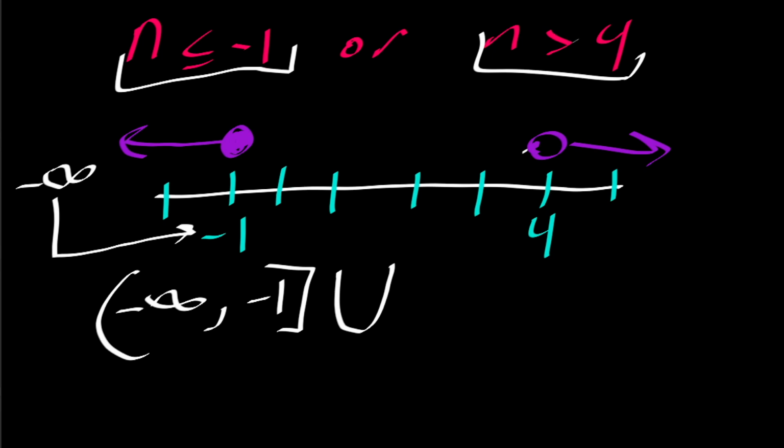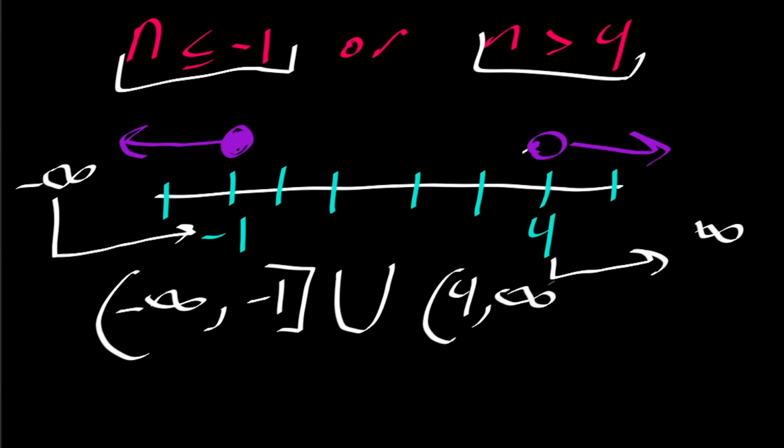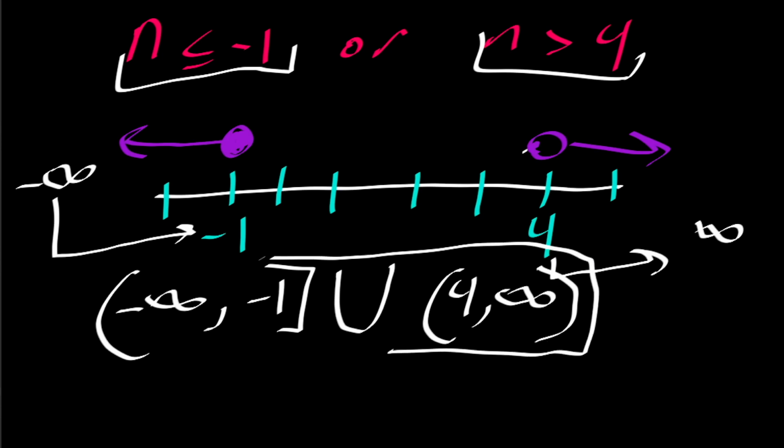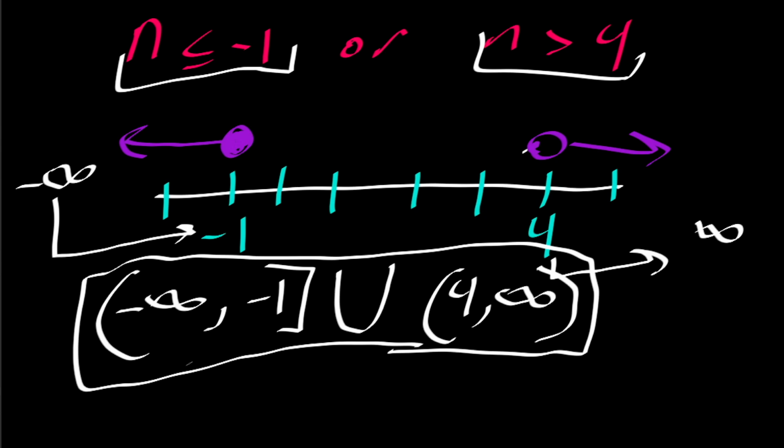And then if I want to do n is greater than 4, I'm starting at 4 and approaching infinity. So I'm going to go from 4 to infinity. 4 is going to get a parenthesis since it's an open circle, and so does infinity. So that would be our answer.